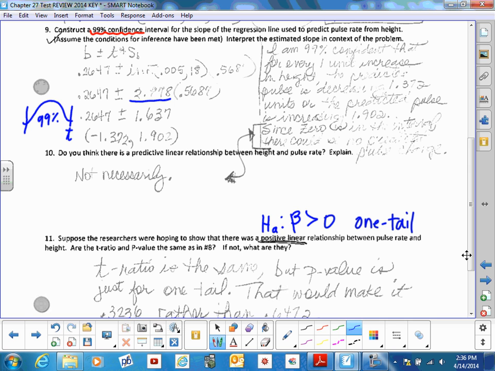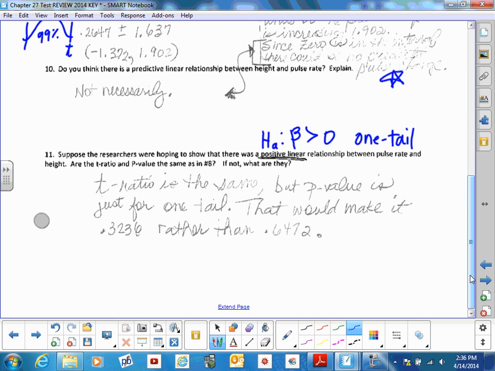Do you think the predictive linear relationship between height and pulse rate is appropriate? Not necessarily, because since 0 is in the interval, there could be no linear relationship between the data, and the pulse change could be 0. Okay, now, number 11 says, suppose that researchers were hoping to show that there was a positive linear relationship. Okay, that was another reason that I was like, the original one up there with number 8 should have probably been two-tailed, because now they're saying, what happens if it's just this one tail, beta greater than 0?